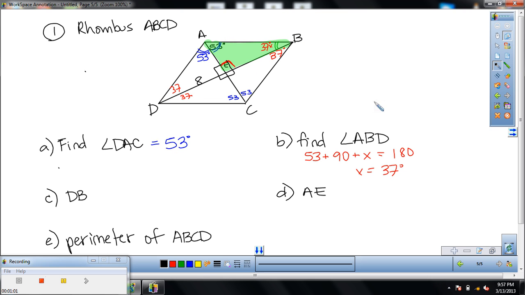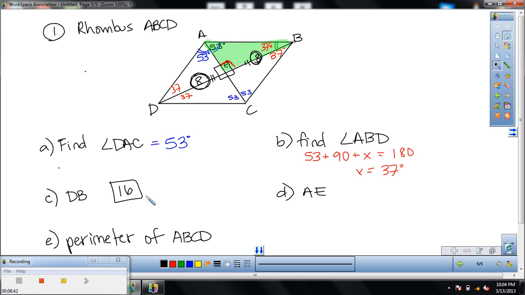It's hard to see because this diagram is getting a little crowded, but DB is the entire diagonal, and we were told DE is 8. So we know half of the diagonal. Remember that a property we learned yesterday was that the diagonals of a parallelogram bisect each other. So I know that this is congruent to this. So if DE is 8, then EB must also be 8. And therefore DB is just 8 plus 8, or 16.